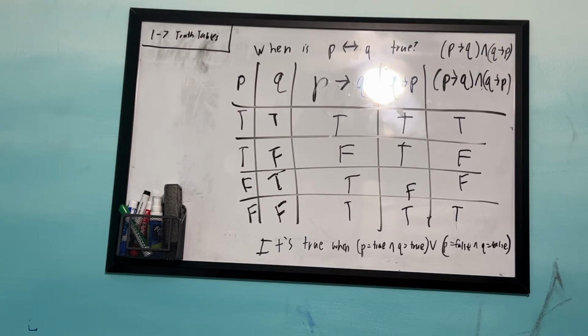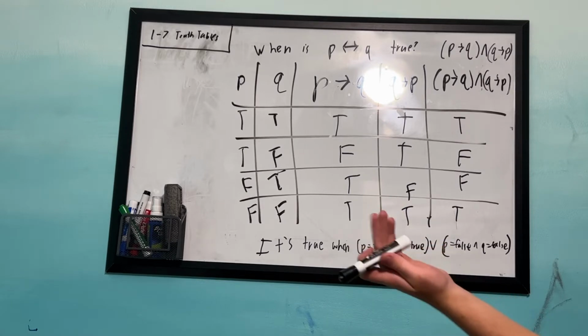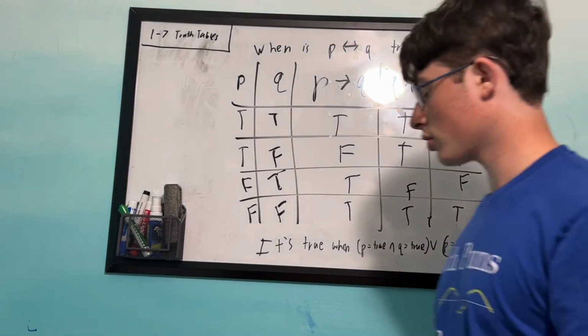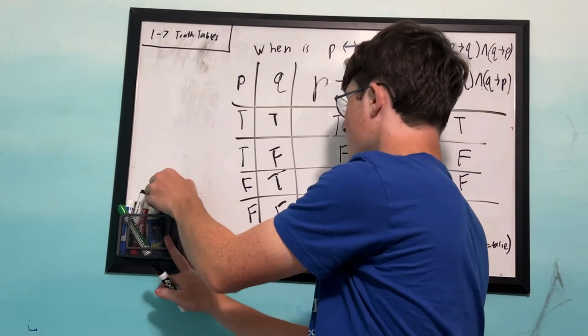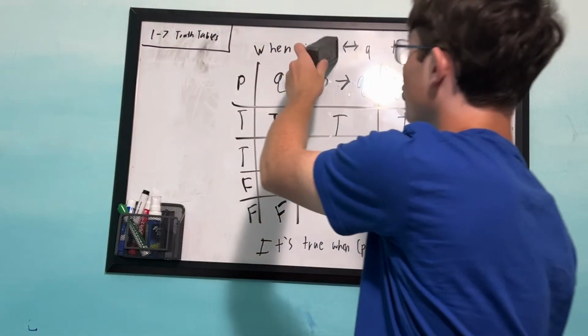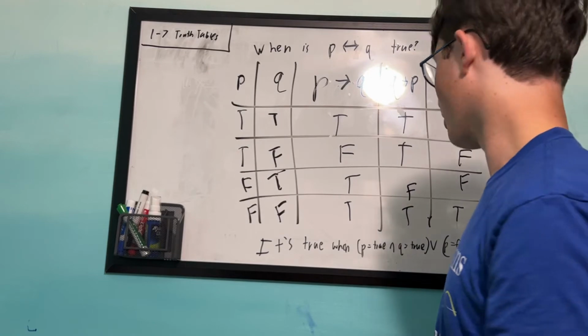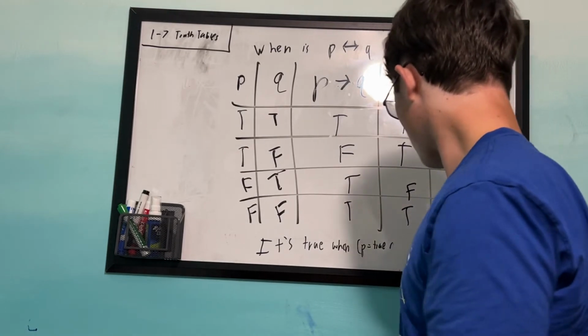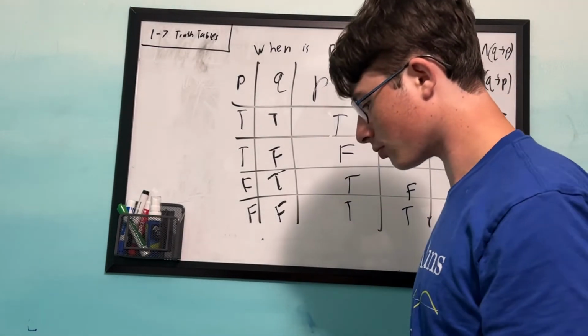Which gives us this nice little equality where it shows that p if and only if q is true when p has the same truth value as q. So they're both true, they're both false. So it can almost pseudo function as an equal sign when it comes to logical statements.